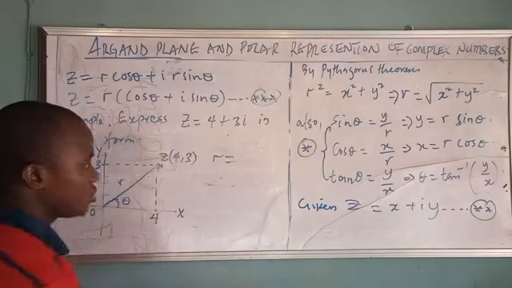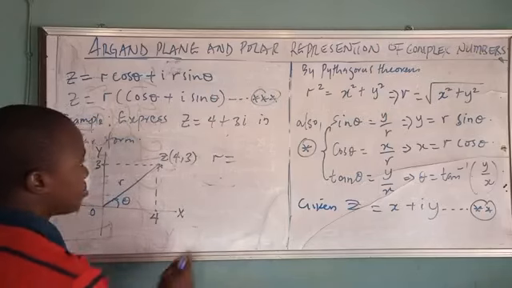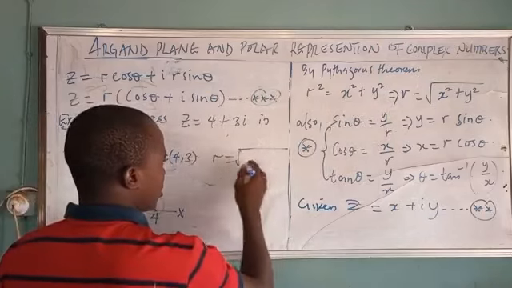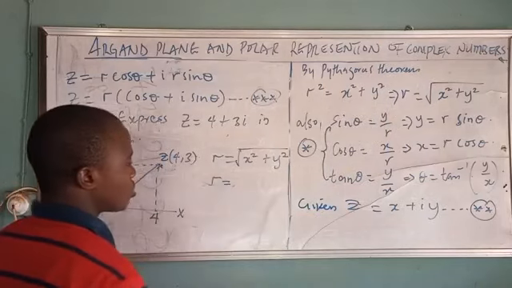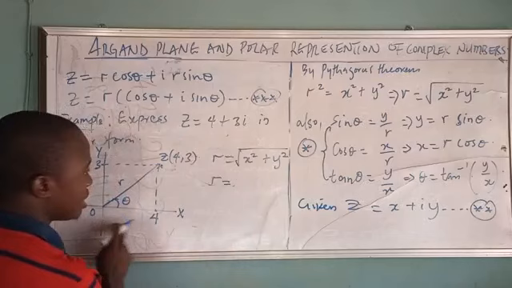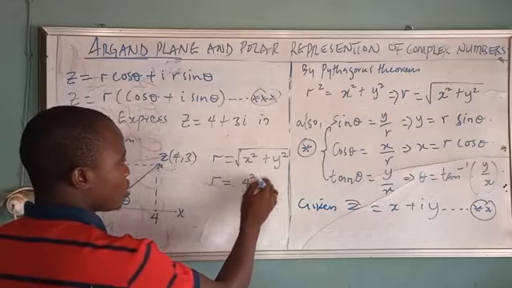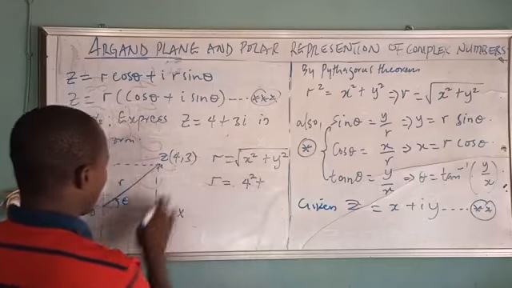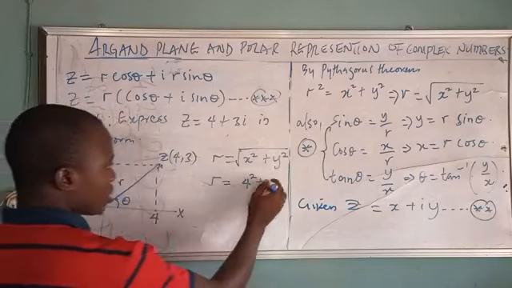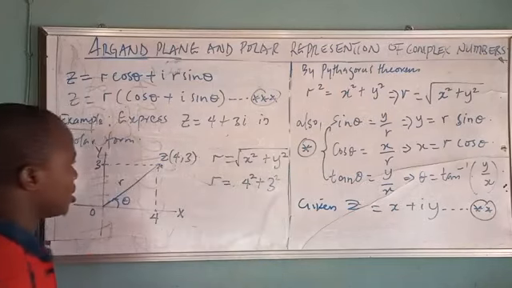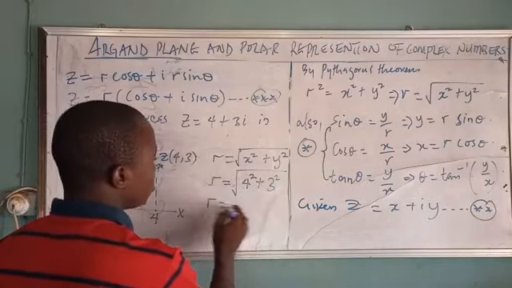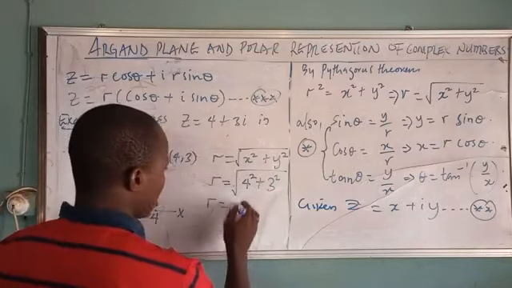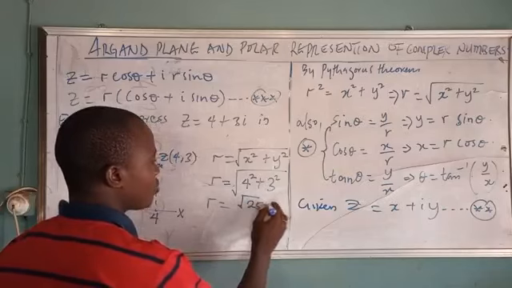You can actually get your r from there, because you have the formula x squared plus y squared. So our r is equal to, what is x squared? The x, that is 4 squared, plus y squared, which is 3 squared. So what will now be the formula, and what will now be the actual value? The actual value will be root of 25.